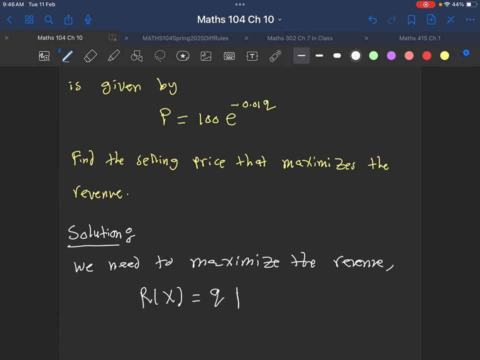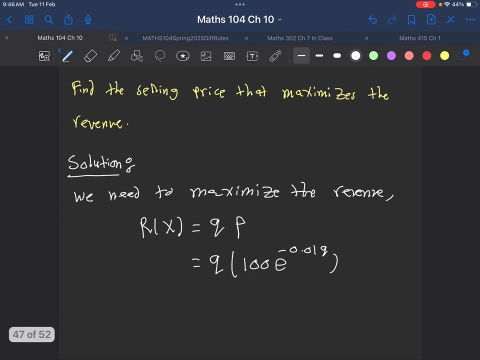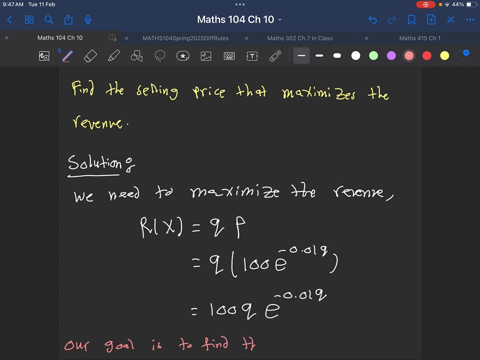Now, what is the revenue function? It is R of X equals Q times P. How much is Q? Q is Q times P, which is 100e to the negative 0.01 Q. So all in all, this will be 100 Q e to the negative 0.01 Q. Now, this is the R of X. Our goal is to find the local maximum of R of X.